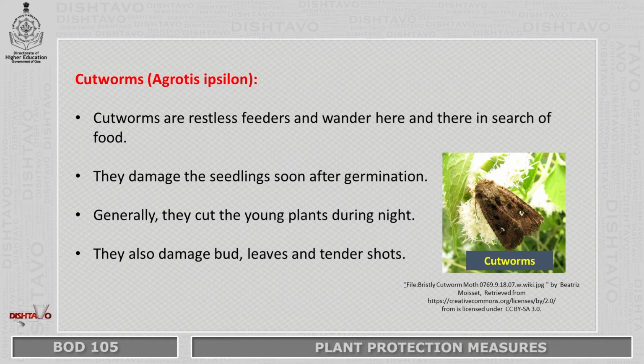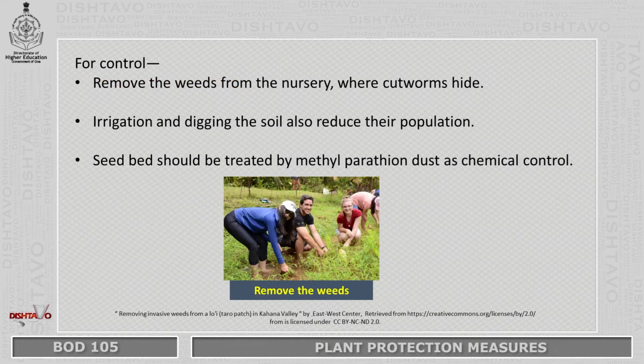Next is cutworms. Cutworms are restless feeders and they wander here and there in search of food. They damage the seedlings soon after germination. You can see in the picture the cutworm. Generally, they cut the young plants during the night. They also damage buds, leaves and tender shoots.